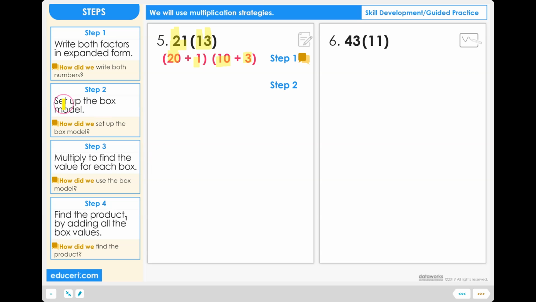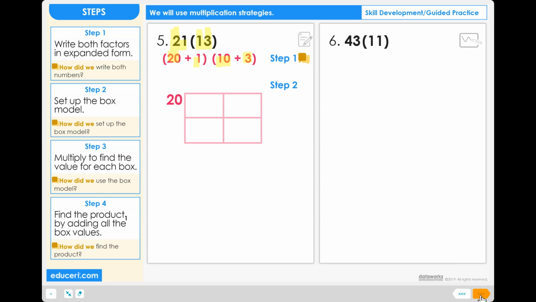Step 2. Set up the box model. Well, this time, because we have 2 columns and 2 rows, we're going to want to set up a bigger rectangle that we can now put a line straight down the middle and a new line that goes across, a 2 by 2 box in this situation. Now, after we draw our boxes, we need to put the values along the columns and rows of this box.